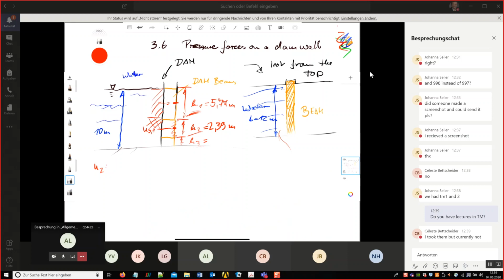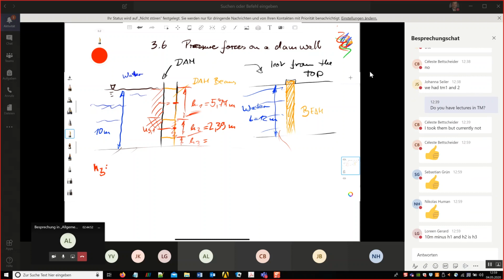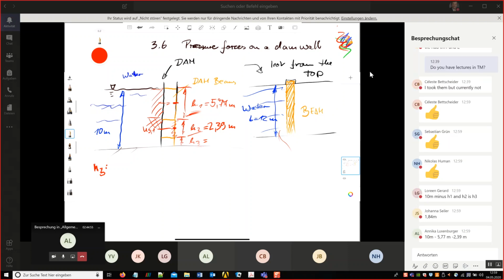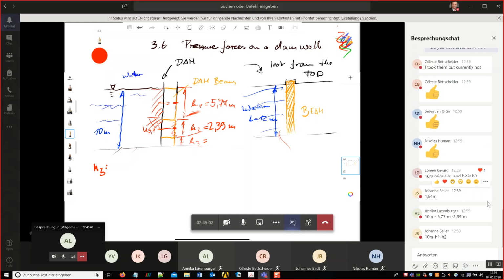And now is a question for all of you: how can we calculate the height of beam number 3? Now you should put all your fingers up. Hello guys, are you still awake? Please give me a thumb up if you're still awake, if you still follow the lectures. One last question for this lecture. Yes, Miss Gerhard, you have been the first. Miss Luxemburger, of course. Miss Seiler, perfect. You know it.